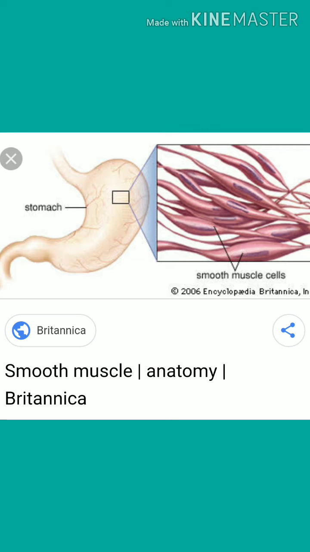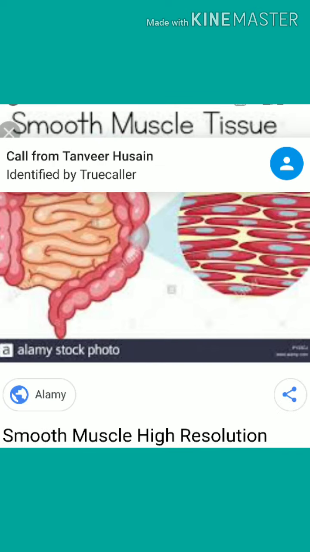Now the next diagram is the intestine. See, in the intestine, in the small intestine as well as in the large intestine, smooth muscles are found, and they are also known as involuntary muscles. Okay, see that diagram carefully.